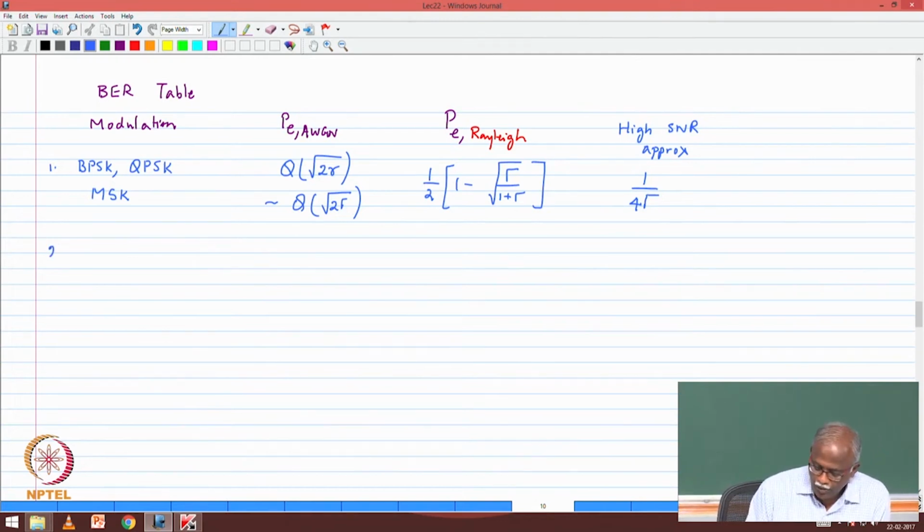Now there is another modulation scheme which is called coherent binary frequency shift keying. 2 frequencies, F1 and F2. The separation between frequencies is different from minimum shift keying.